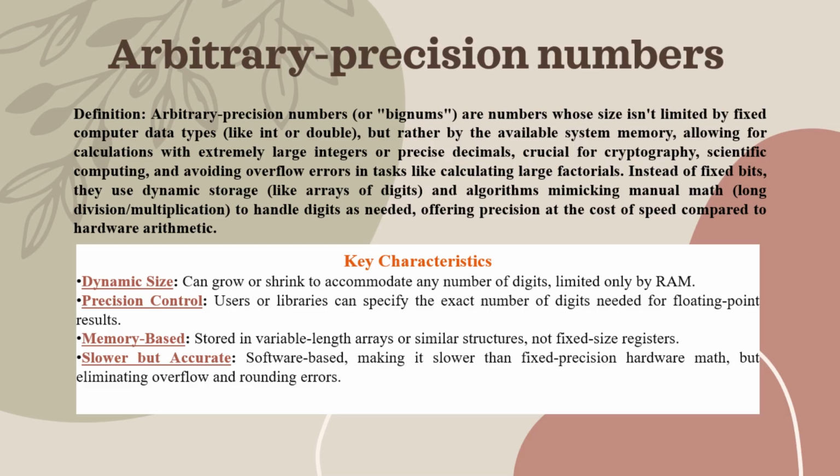Arbitrary precision numbers are numbers whose size isn't limited by fixed computer data types like int or double, but rather by the available system memory, allowing for calculations with extremely large integers or precise decimals, crucial for cryptography, scientific computing, and avoiding overflow errors in tasks like calculating large factorials. Instead of fixed bits, they use dynamic storage, like arrays of digits and algorithms mimicking manual math, long division or multiplication to handle digits as needed, offering precision at the cost of speed compared to hardware arithmetic.